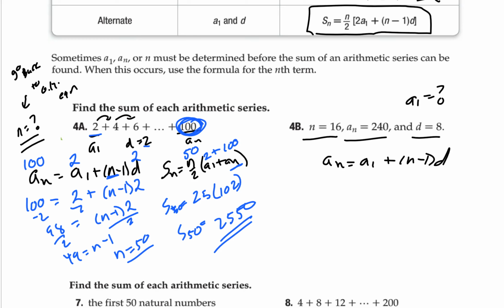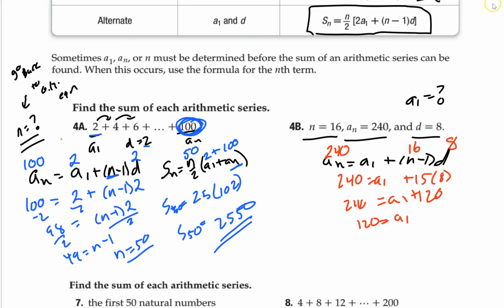That's my original equation. Plug in what you have. Common difference is 8. N is 16. And AN is 240. So I get 240 equals A1 plus 15 times 8. Let's see. It's 80 plus 40, so 120 equals A1, 240. A1 equals 120.